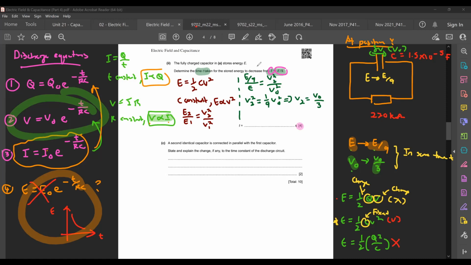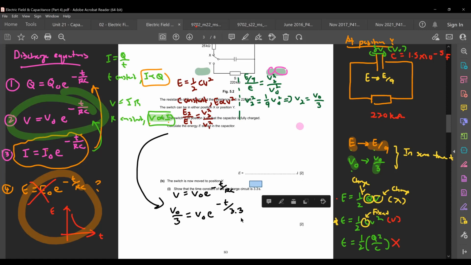So you have to use another equation here. I'm just going to write it at the bottom because I ran out of space at the top. If I use V equals V0 exponential negative t over RC, your V0 remains the same as before, but your V is actually V0 over 3. This is now V0 exponential negative t. Your time constant is 3.3. You already found it in the previous part of your question.